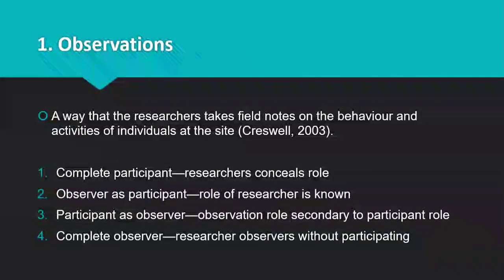The fourth is complete observer. In this case, the researcher is just an observer without participating. For example, I'm a researcher, I want to observe a class, a lesson, what happened, and I'm just the observer. I'm outside of the teaching and learning groups. I'm not part of the teachers, and I'm also not part of the students. I just observe how the teacher interacts with students and how students discuss and deal with tasks.